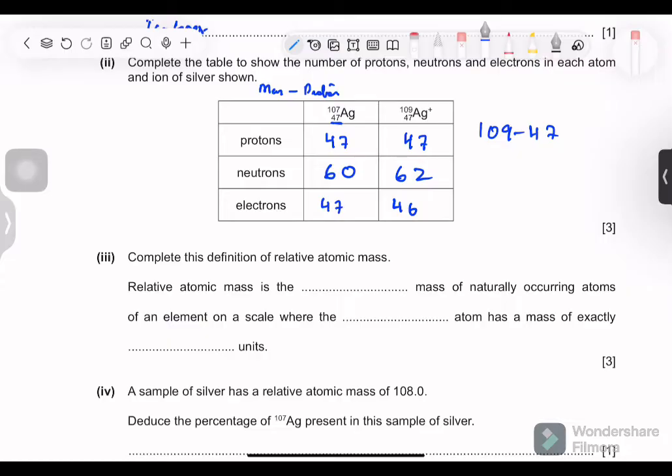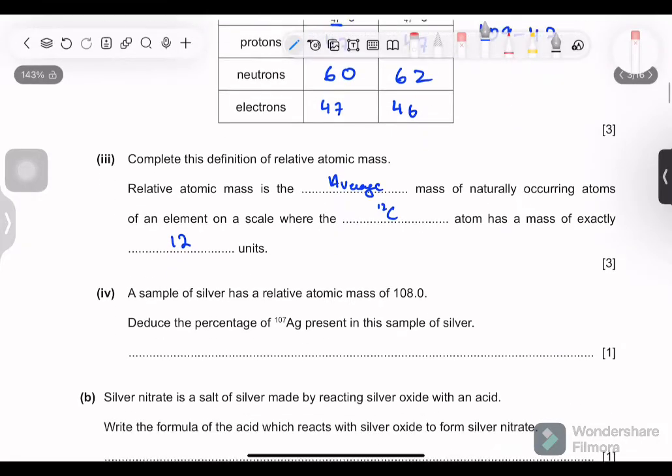It is the average mass of naturally occurring atoms of an element on a scale where the carbon 12 atom has a mass of exactly 12 units. The carbon 12 atom has a mass of exactly 12 units. So it is the relative atomic mass. This is the reason why it's called relative atomic mass.